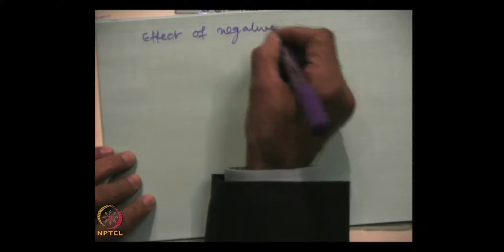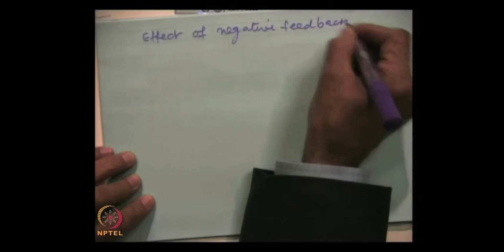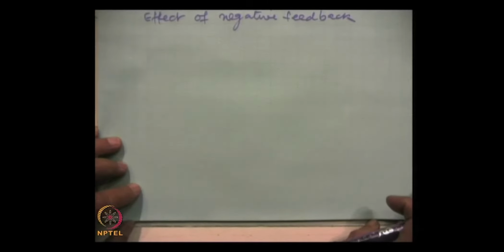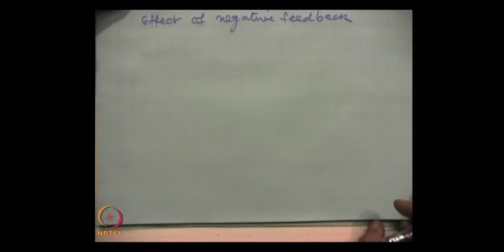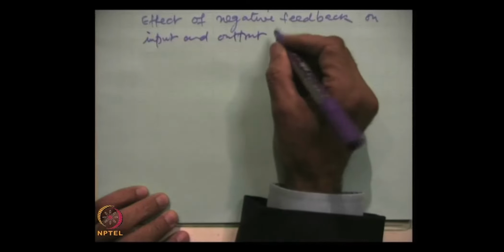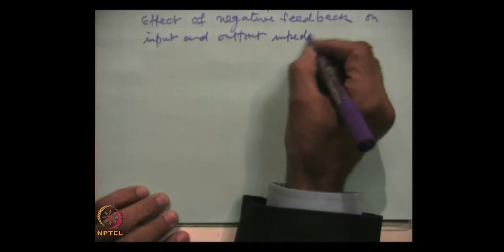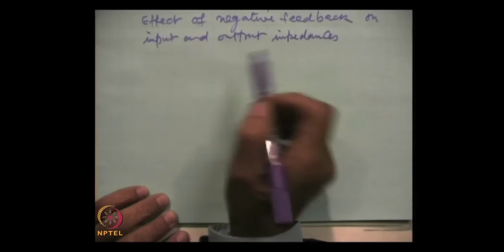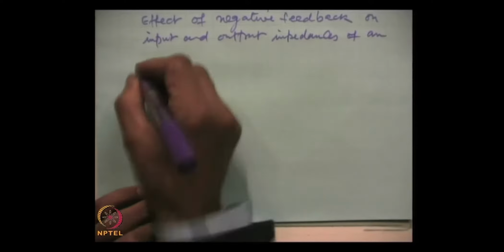These were all the basics. Now, we see the effect of negative feedback on impedance levels: the effect of negative feedback on input and output impedances of an amplifier.